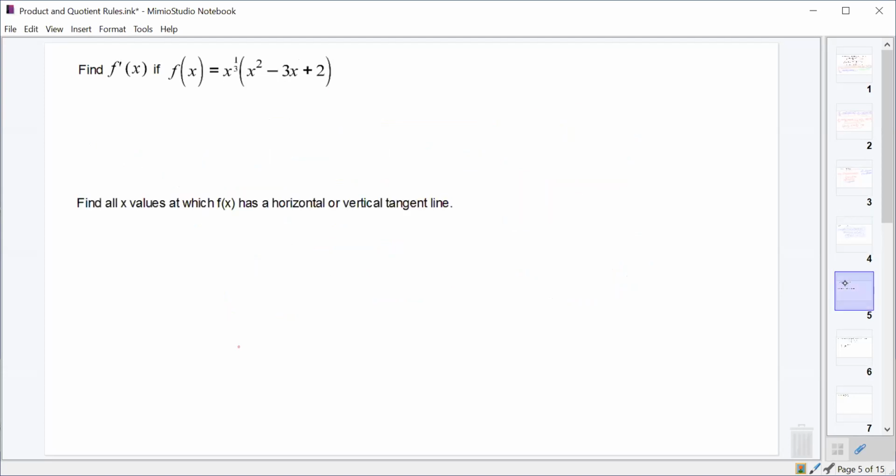All right, so let's do one more here. We're going to do x to the 1/3 power times x squared minus 3x plus 2. And we're going to find all the values where f of x has a horizontal or a vertical tangent line. So we talked about horizontal tangent lines. We'll have to talk about vertical tangent lines in a second. First, let's find this derivative. So how are we going to find this derivative?